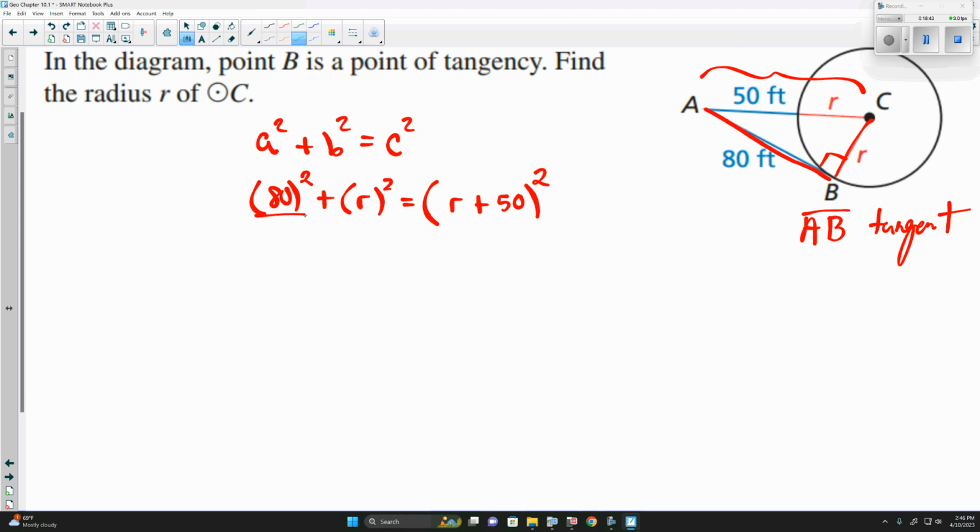Now, we can plug 80 squared in the calculator. It's just a number. 80 squared works out to be 6,400. 8 times 8 is 64. Then we have our two zeros. R squared as well. R squared. Yes. Now, r plus 50 squared is the same as r plus 50 times r plus 50.